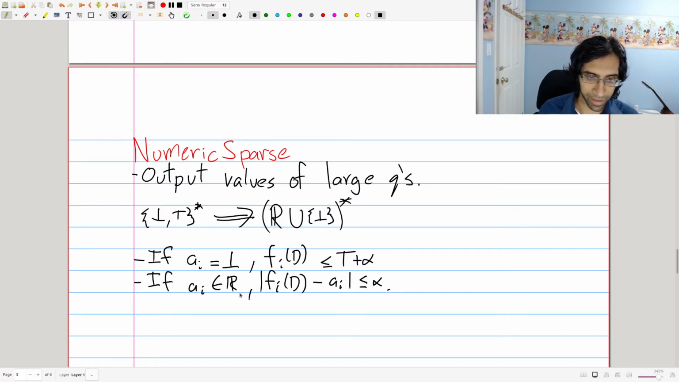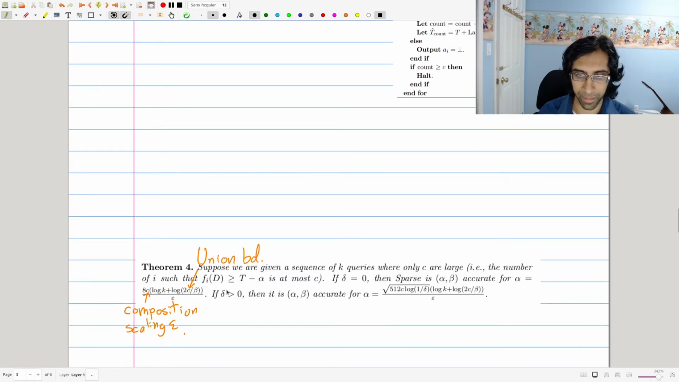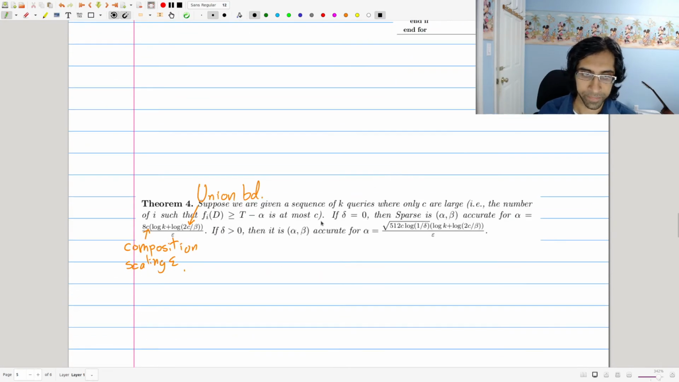I guess we also have the guarantee that if a_i is in R, it implies first of all that f_i is greater than or equal to t minus alpha, but then also that this is an accurate estimate of it. So this is the small change in the accuracy guarantees from before, and if you do that, then you'll have pretty much the same accuracy guarantee as you see here in Theorem 4, up to maybe a constant factor, just because you need to allocate some privacy budget for this last outputting of the Laplace noise to answer the last query.